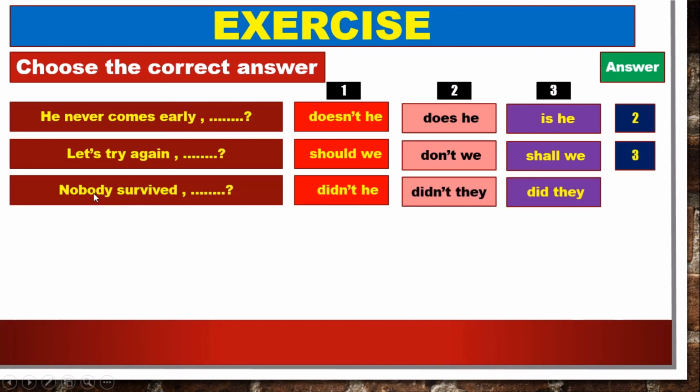Nobody survived. Nobody, indefinite pronoun, and it is negative, so we'll be replacing it by they and keeping the sentence tense as past. Adding to that, it is negative, so we are going to use the question tag as positive. Nobody survived. Did they? Number 3.